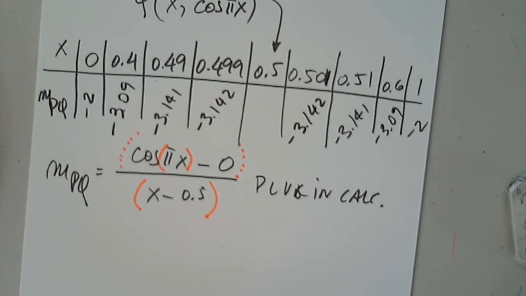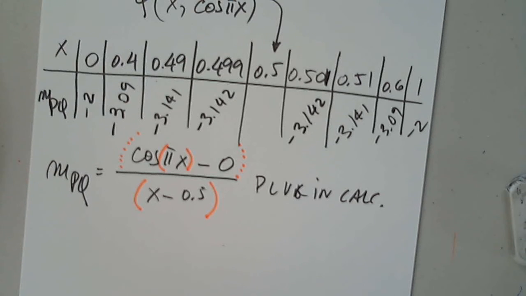And now I want to be even closer, because they are asking me to find an estimate for 0.5. So I'm going to plug in 0.500000001. Okay? That's it.